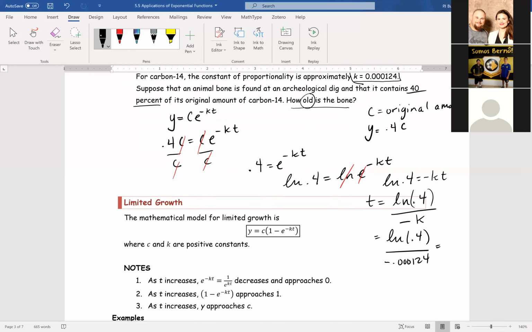It appears, oops, I put 4, not 0.4. That'll severely dampen things. So t is equal to 7,389.44.